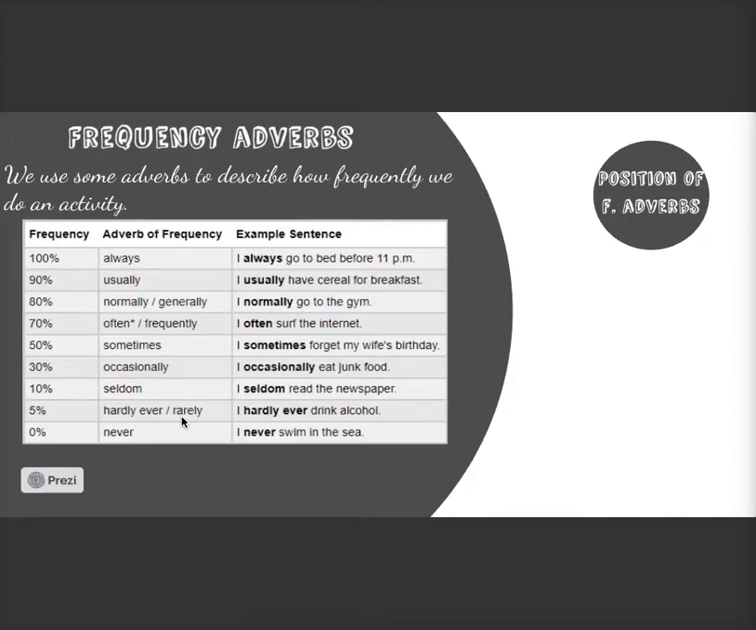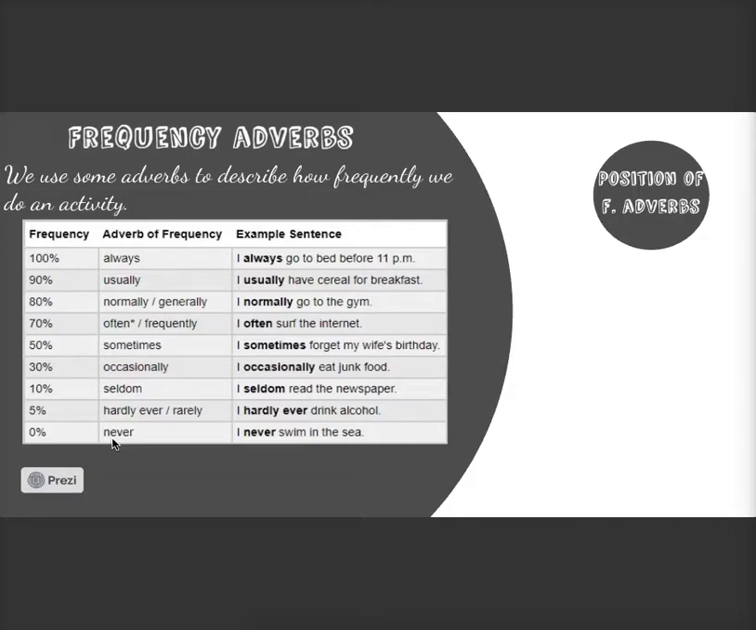Don't forget English. Raramente. Like, I don't really do it. So, then we have hardly ever, like casi nunca, or rarely, raramente. This is a synonym of seldom. I hardly ever drink alcohol, for example. And 0% is never. So, what is the meaning of never? Nunca. Very good. So, I never swim in the sea.